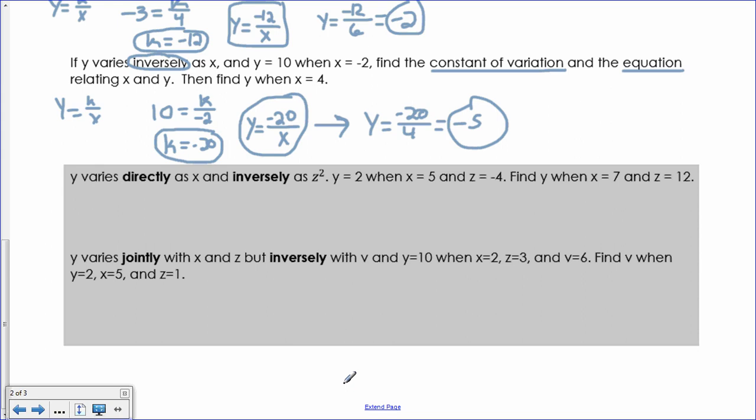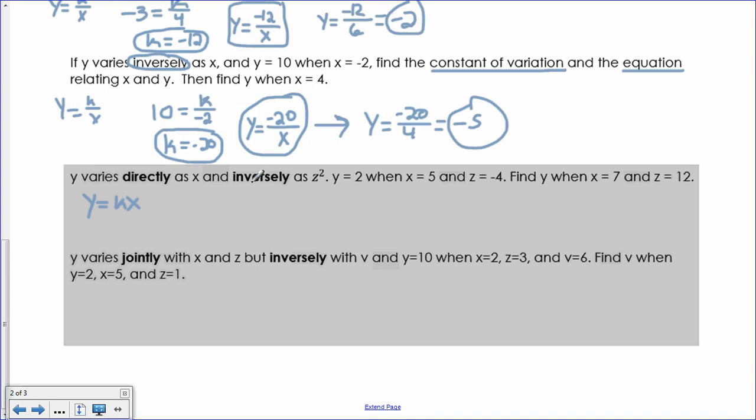At the bottom of the page, we have something called combined variation. It's where they take two different types of variation and put them in one question. The only thing you have to do differently here is you have to combine two different skeleton equations together into one. The way that I do this is I write the skeleton equation for the first one. So for instance, this says y varies directly as x, so I would write that out. You have to memorize what that would look like for directly. It looks like this.